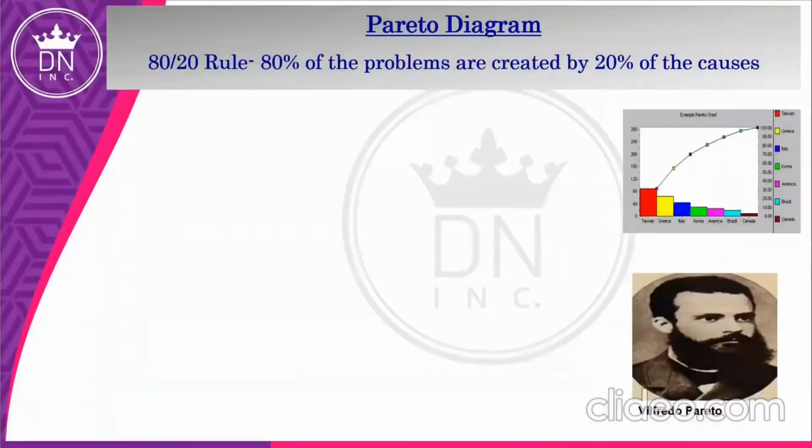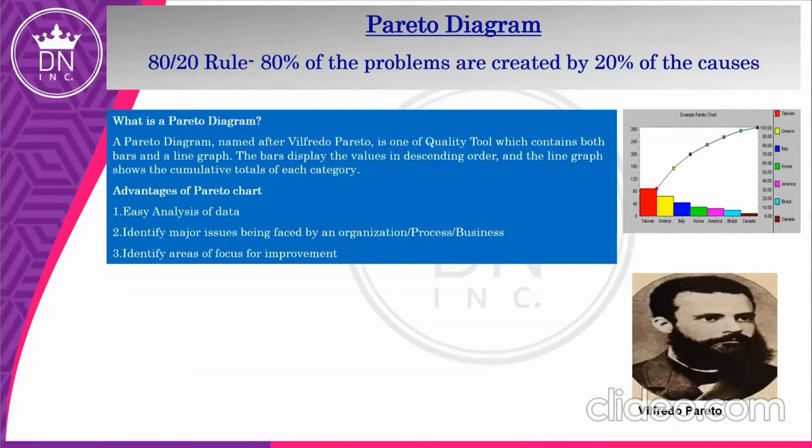The next tool is the Pareto diagram. I think everyone has heard about the Pareto diagram. Then what exactly is a Pareto diagram? The Pareto diagram is named after Wolfgang Pareto, an economist. What is the advantage of a Pareto chart? It helps you easily analyze the data, identify the major issues being faced in your organization, and identify areas of focus for improvement. In this graph, you can see the data is in descending order.